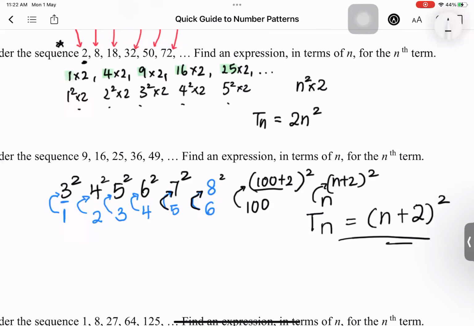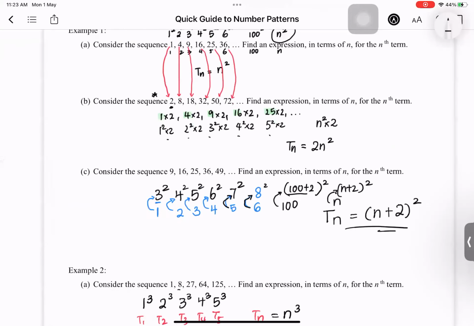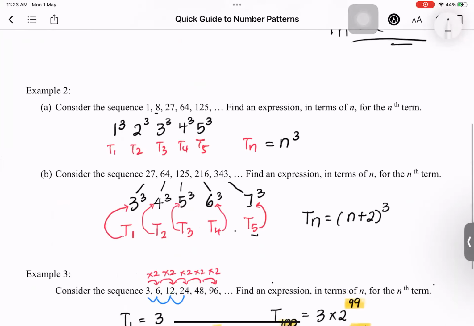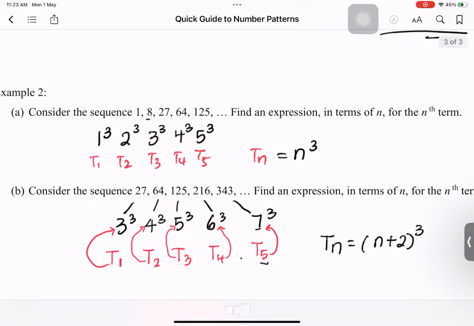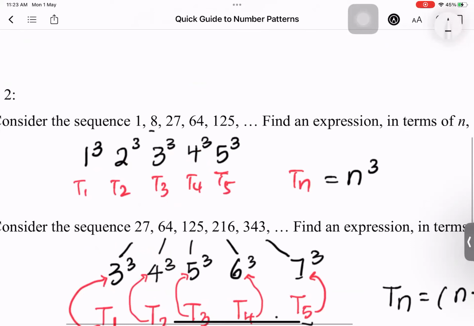So this one is a skill that you need to know, right? So this is the basic for perfect square. Another type, sorry, very long, but I have to finish up also. This one over here is the perfect cube. So 1 is 1 cube. 1 is a very special number, it can be 1 square, can be 1 cube. But 8 is 2 cube, 27 is 3 cube, and so on. So the term number will be just perfect cube, n cube.